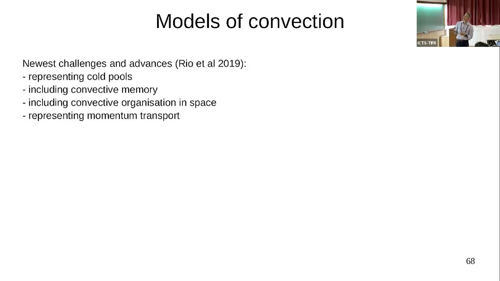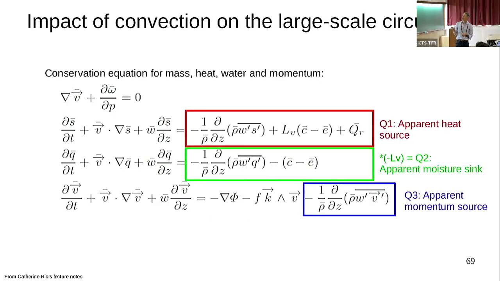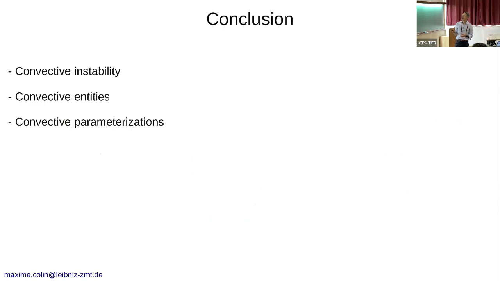I think this is bringing me to the end. The impact of convection on the large scale, we'll talk about it in other lectures. It's just an equation. So I'll just conclude here. I think we've tried to describe three things. We've tried to describe the convective instability, in simple terms, which you can try to refine by adding complexity. What is creating the convective instability? We've tried to talk about convective entities and then the convective parameterizations. But this was just an introduction, so thank you very much for your patience.